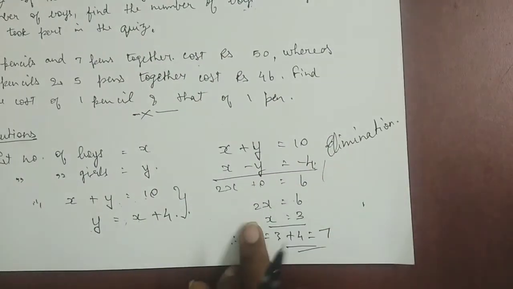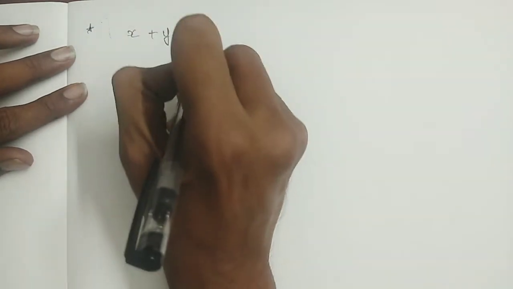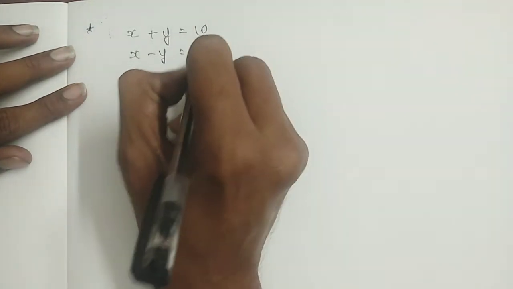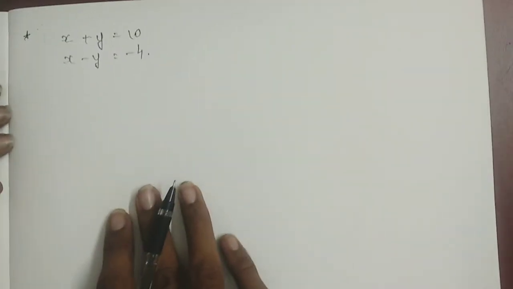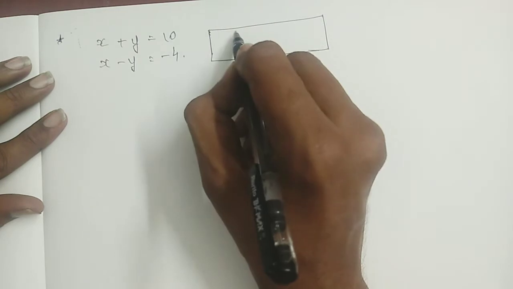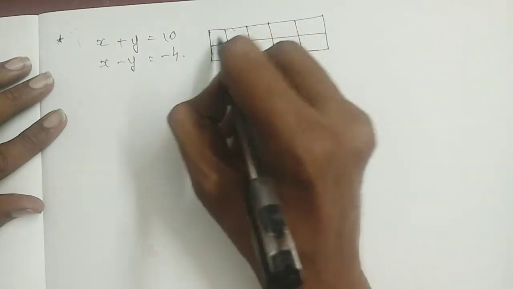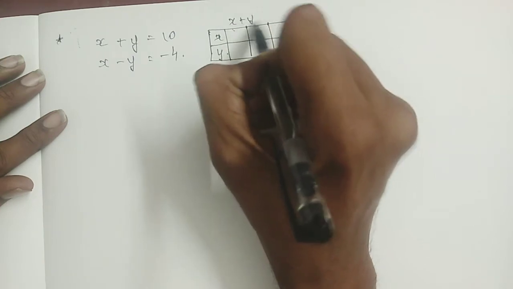What you need to do now is find the graphical method. And how do you do the graphical method? In the graphical method, the first thing is you need to write the equations. x plus y is equal to 10. x minus y is equal to minus 4. And then what I need to do is put a small table. I am putting x and y. Now, this is for the first equation. I am writing the name of the equation here. x plus y is equal to 10.